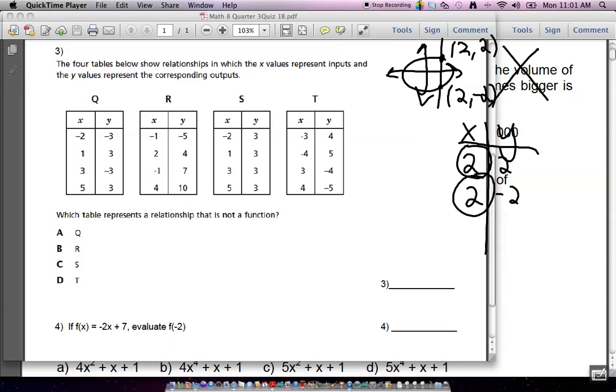Now, if I look at Q, R, S, and T, which one of those tables has an input element that appears twice? Right, it's table R because negative 1 appears twice. Here it is, a negative 1 and a negative 1. So R, or choice B, is the answer we're looking for. If I was to graph this, at negative 1, I would get negative 5, and I'd also get 7, and when I drew that, I would touch twice, once here and once here. So that's why you can't have a domain element, namely negative 1, come out with 2 things.